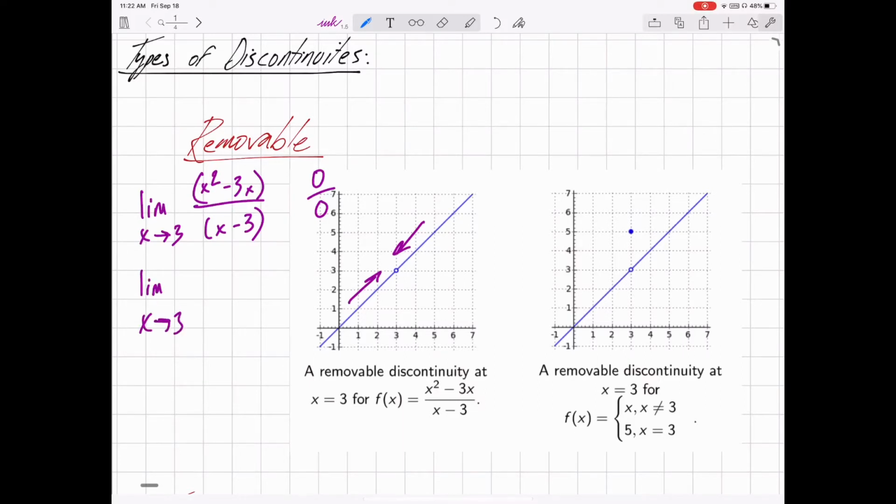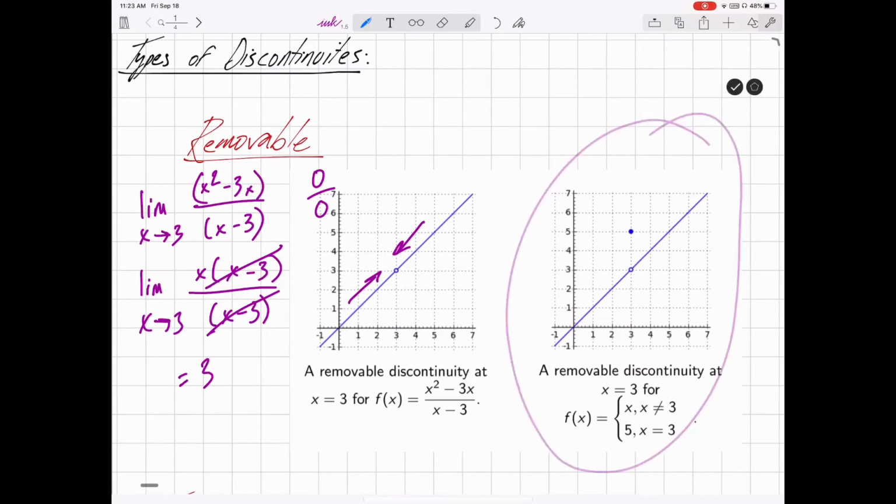If we look at the numerator, we could factor out an x, and we'd be left with x minus 3. That's the same thing we have in the denominator, so we can cancel it. And then we have the limit as x goes to 3 of x. So this would equal 3, which is the same value we can see from the graph. So through algebraically canceling that, we can remove the discontinuity. And that's the same case for what's presented in that second example.